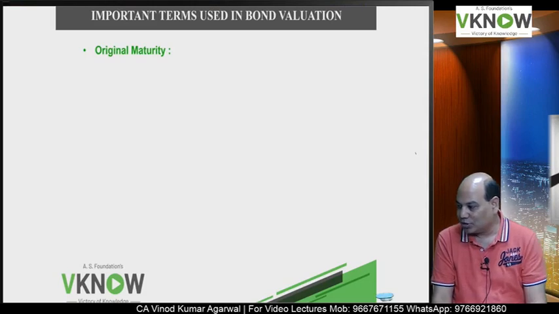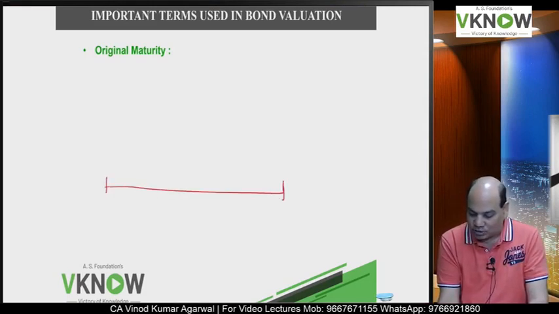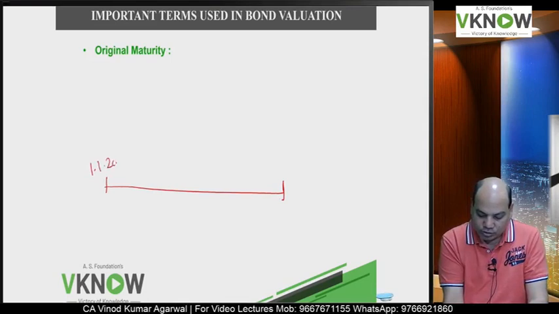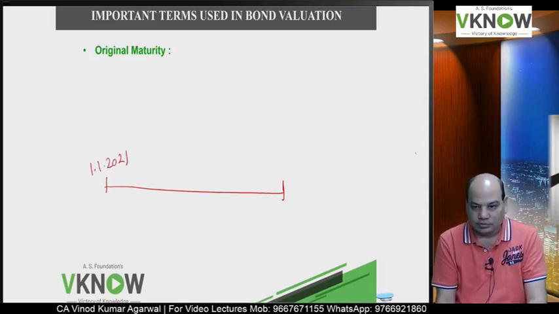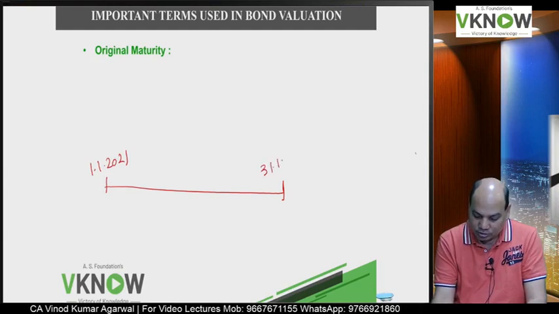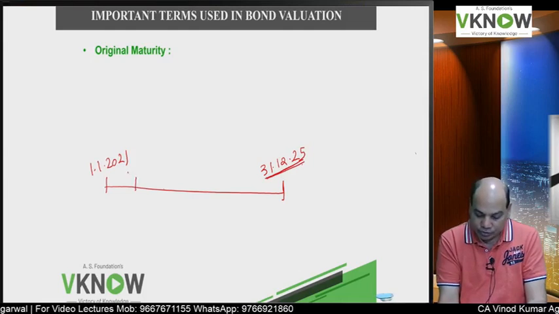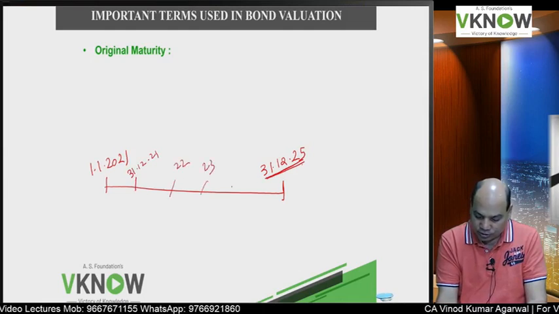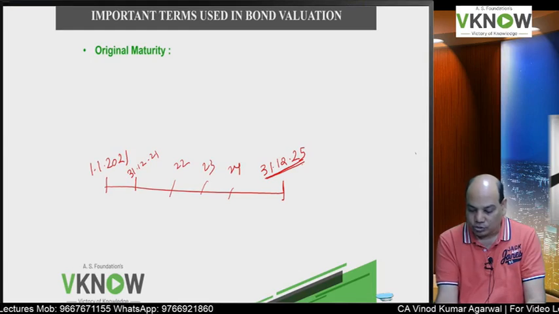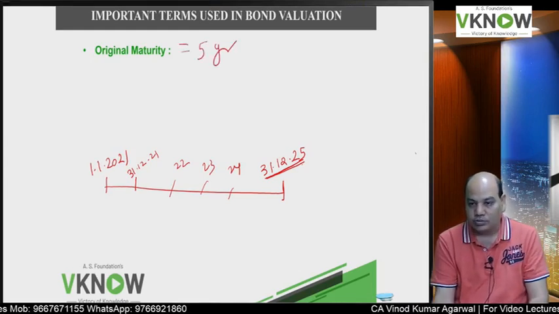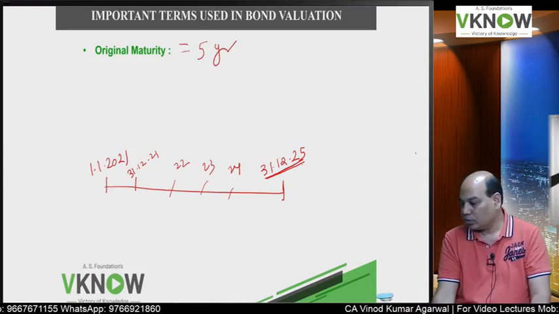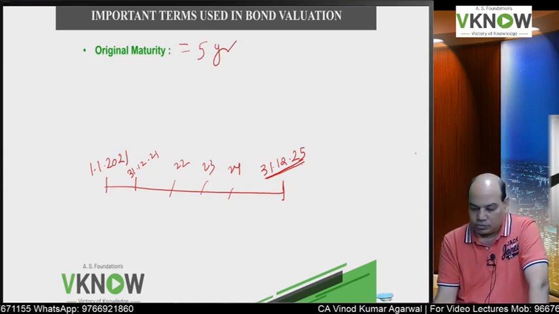Next is original maturity. Original maturity means suppose the bond was issued on 1st January 2021 and it will be redeemed on 31st December 2025. So what is the original maturity? This is the maturity date. Count the number of years: 2021, 22, 23, 24, 25. So original maturity in our example is equal to 5 years.